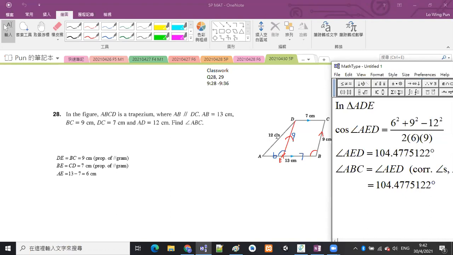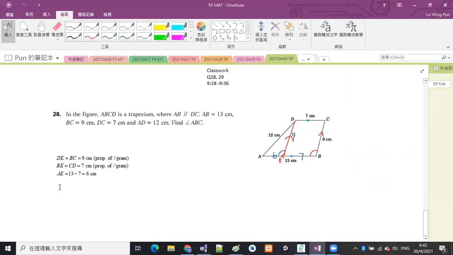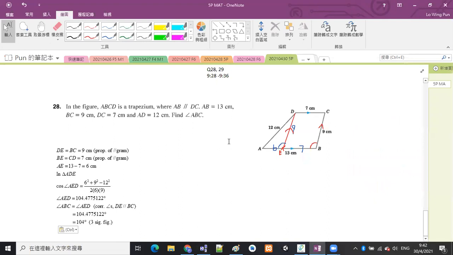So you better correct this number to 3 significant figures. So that should be 104 degrees. And this number is 3 significant figures. Okay. So this is the answer of question number 28. Is that okay?